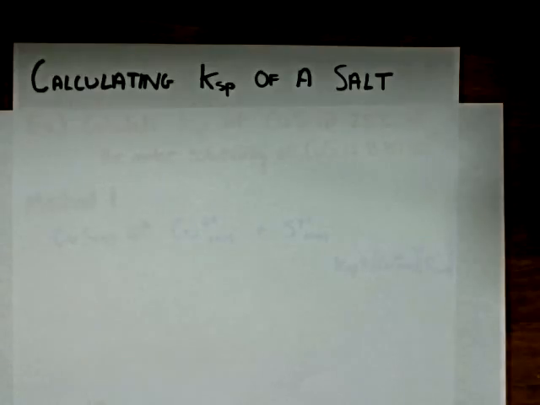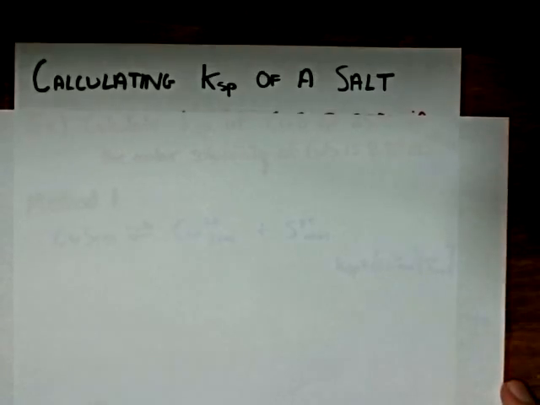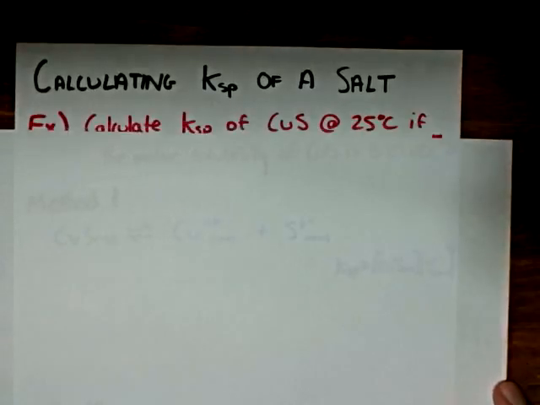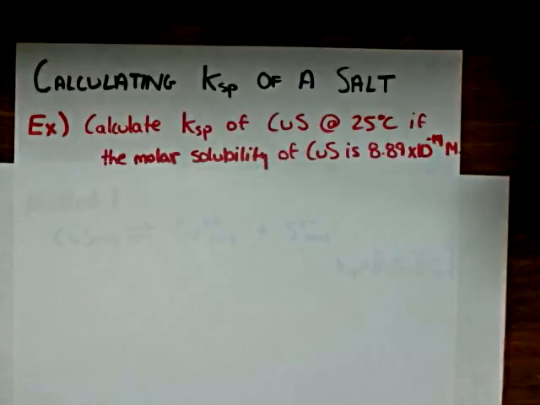In this video, I'm going to do an example where we calculate the KSP value of a salt given molar solubility. And I'm going to demonstrate two methods that can be used to solve these types of problems. So, the example that we're given: we're asked to calculate the KSP value of copper sulfide at 25 degrees Celsius if the molar solubility of copper sulfide at this temperature is 8.89 times 10 to the negative 19 moles per liter.